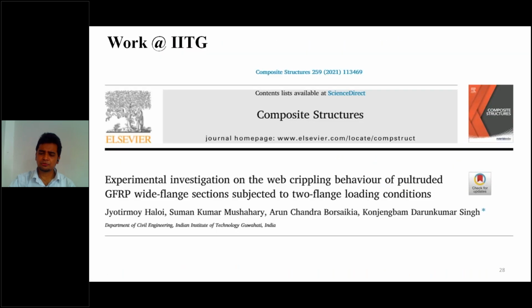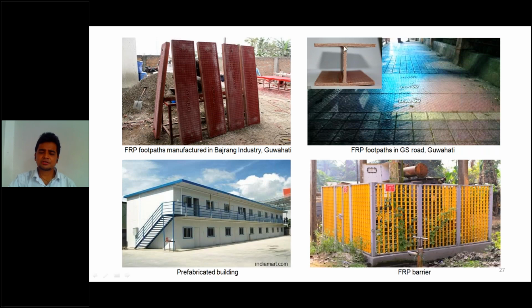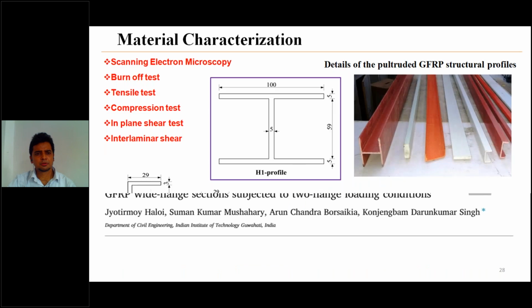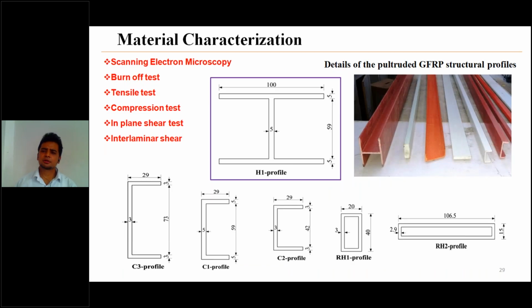Now, coming to the research, I have adopted this I section. If you see in the top right figure, this is the I section which was used in manufacturing this FRP footpath. Some experiments I conducted during my research work. Mainly, I conducted scanning electron microscopy, then burn-off test, then tensile, compression, and in-plane and interlaminar shear tests.